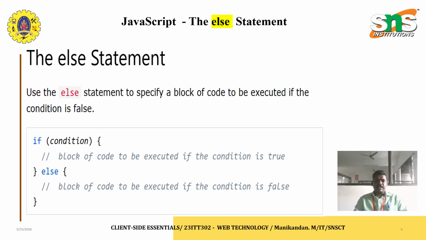Then the else statement. When the if condition is false, we go to the else statement. For example, we have an if statement with a condition. If the condition is true, it will execute statement 1. If the condition is false, it will automatically call the else statement block and display statement 2.